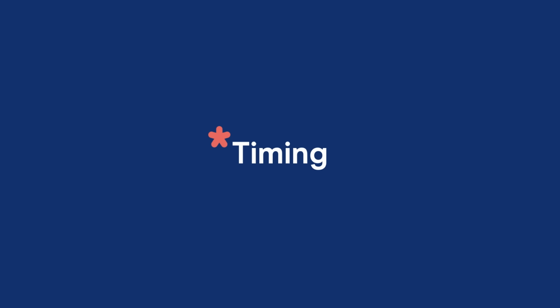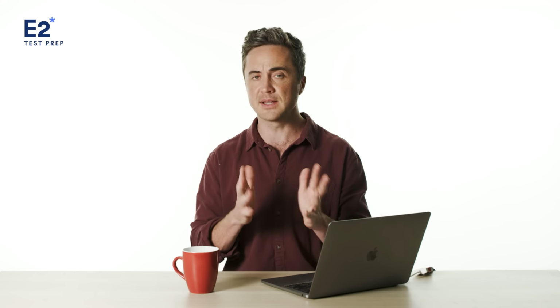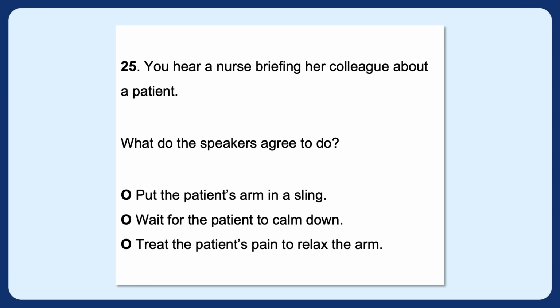Timing. When you do Listening Part B, the timing is a little bit tricky because it moves quite quickly. Let's understand it. You're going to hear the narrator say, "Now look at question 25." Then you'll hear the context statement read aloud: "You hear a nurse briefing her colleague about a patient." Now read the question. Then there will be a 15-second gap before the audio begins.